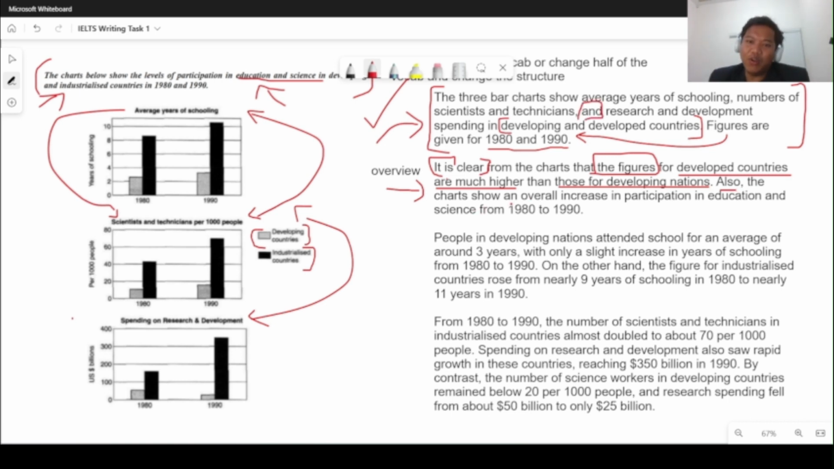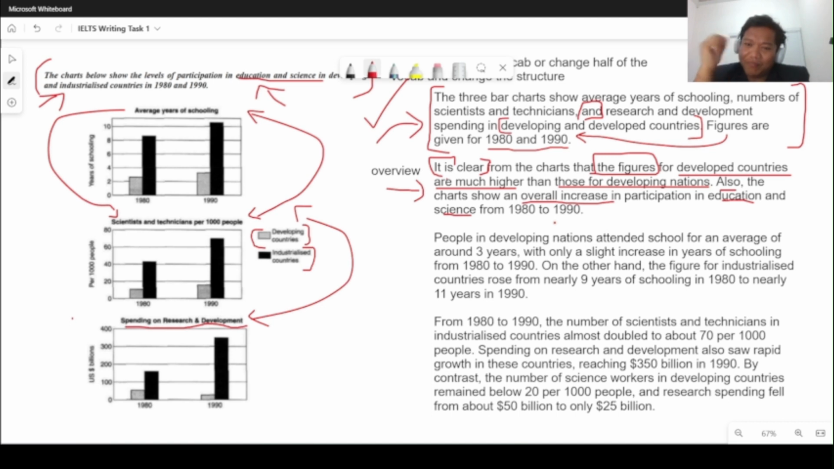The charts show an overall increase in participation in education and science from 1980 to 1990s. Now, this person identified actually two main trends, right? And they are slightly different. So, the first one is that developed countries are much higher. The second one, overall increase in participation in education and science. So, only education and science. This person did not mention spending on research and development, right? So why did that person mention that? Well, obviously because that's also the dominant trend. The second most dominant trend is the consistent increase in two out of the three charts.